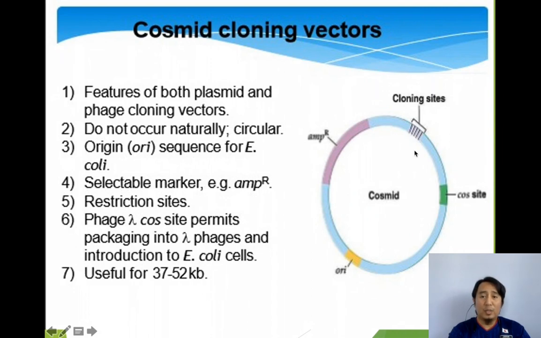So ada juga apa ni? So this is the cos site. This is ori untuk plasmid, and this cos site for lambda lah, for phage lambda. And useful for 37 to 52 kilo base pair of DNA insert.